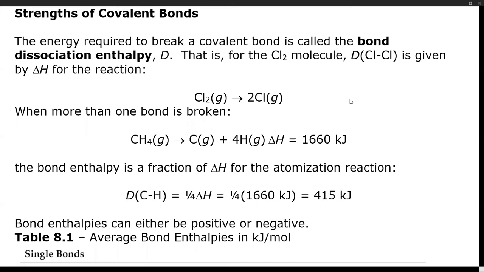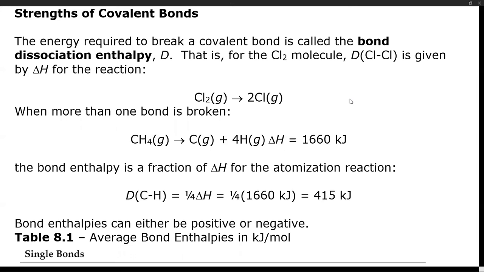We get more than one bond broken, like for methane. If we break all four bonds, you get carbon atoms and hydrogen atoms. That enthalpy is 1660 kilojoules, but the enthalpy of one of those bonds would be 1/4 of that amount, or 415 kilojoules. That's how they work.